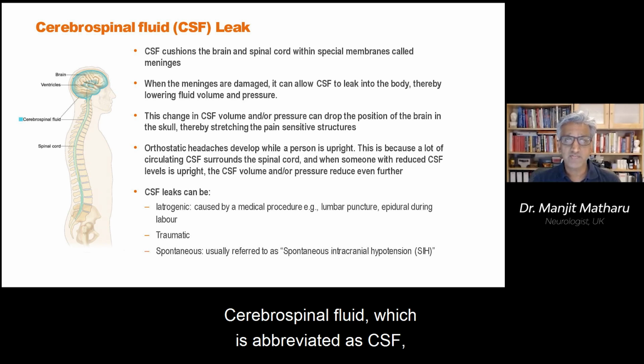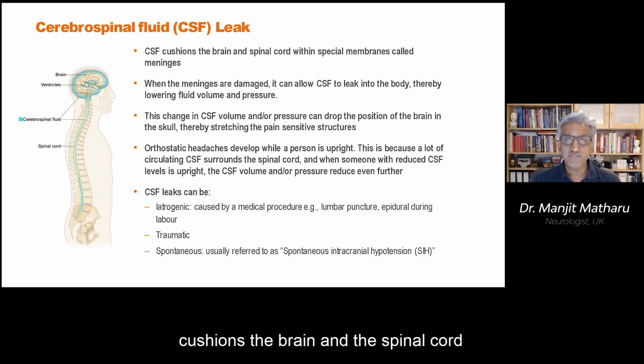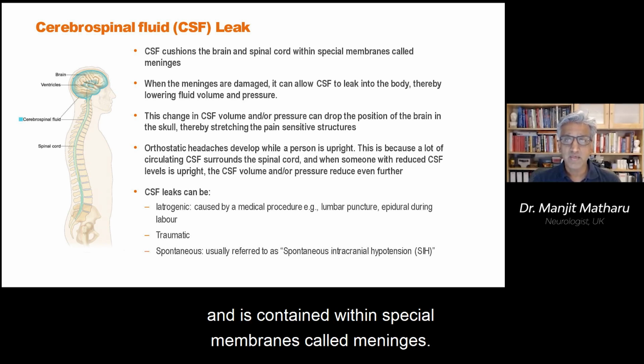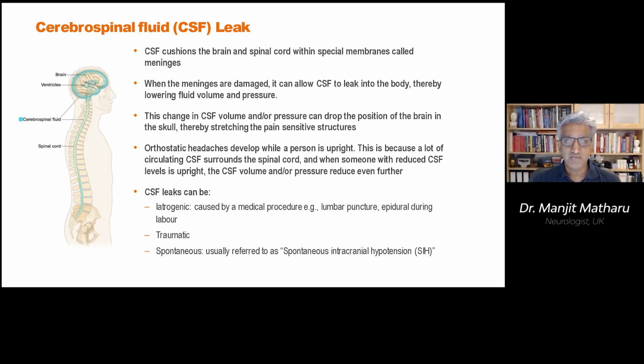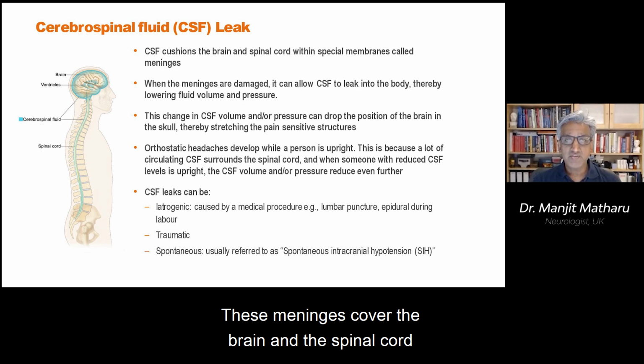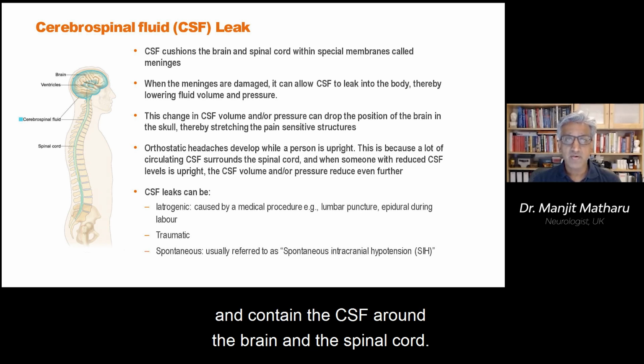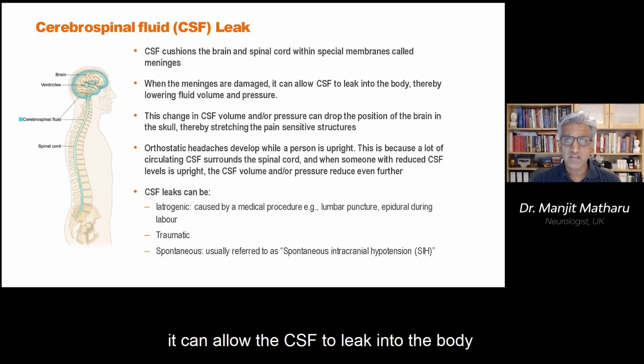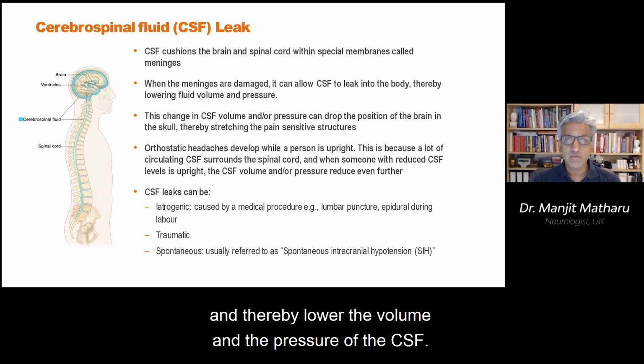Cerebrospinal fluid, which is abbreviated as CSF, cushions the brain and the spinal cord and is contained within special membranes called meninges. These meninges cover the brain and the spinal cord and contain the CSF around the brain and the spinal cord. When the meninges are damaged, it can allow the CSF to leak into the body and thereby lower the volume and the pressure of the CSF.